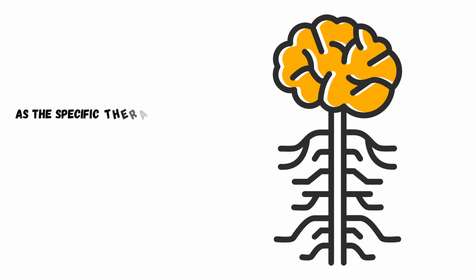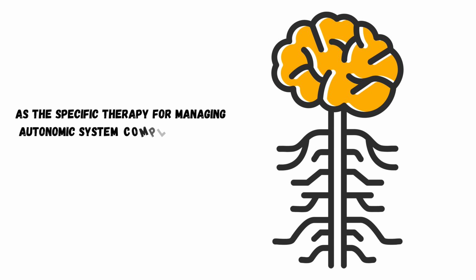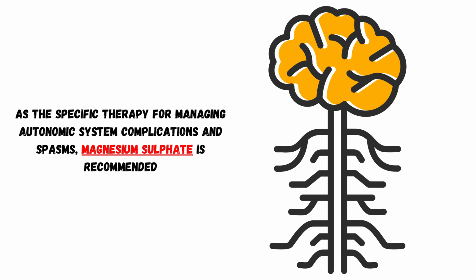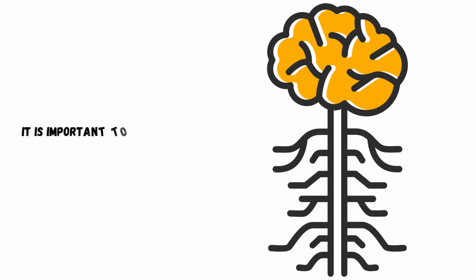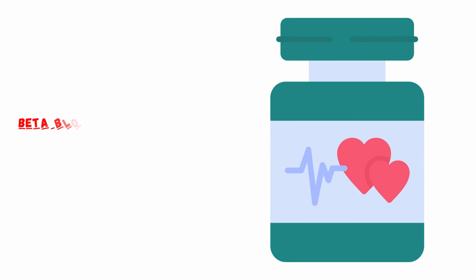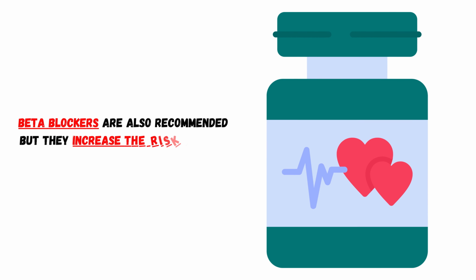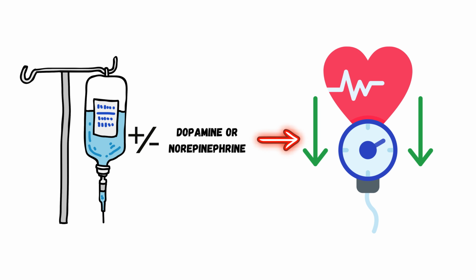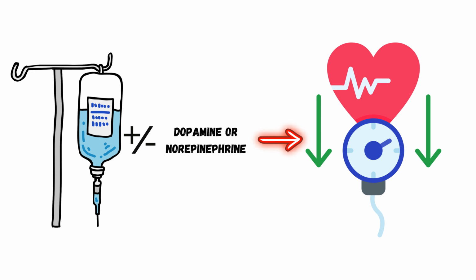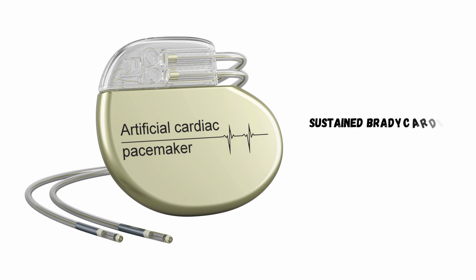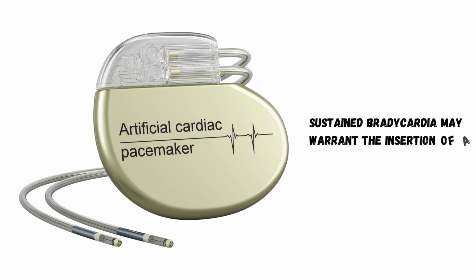As the specific therapy for managing autonomic system complications and spasms, magnesium sulfate is recommended. However, it is important to monitor for signs of magnesium sulfate toxicity. Beta blockers are also recommended, but they increase the risk of sudden cardiac death. For hypotension, fluid replacement with or without dopamine or norepinephrine may be needed. Sustained bradycardia may warrant the insertion of a pacemaker.